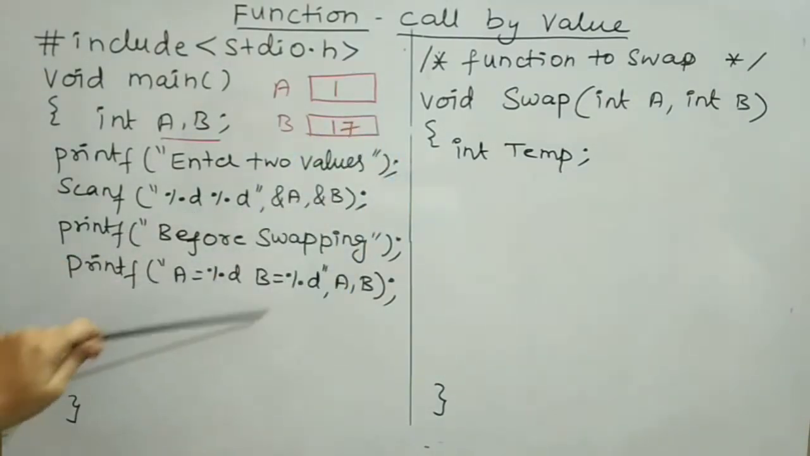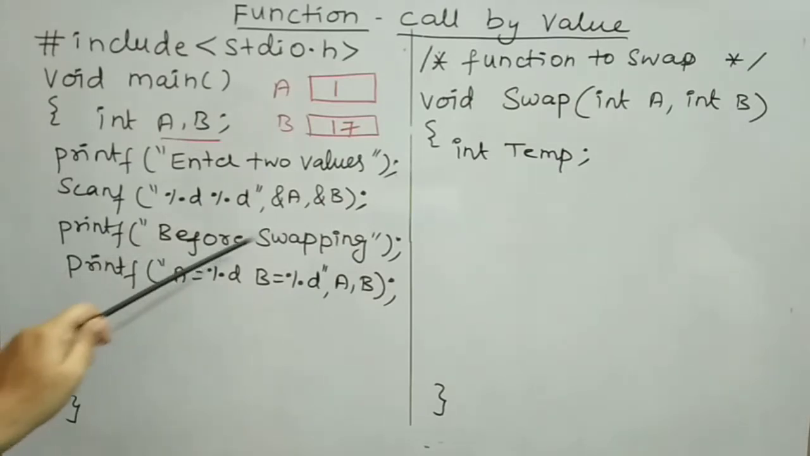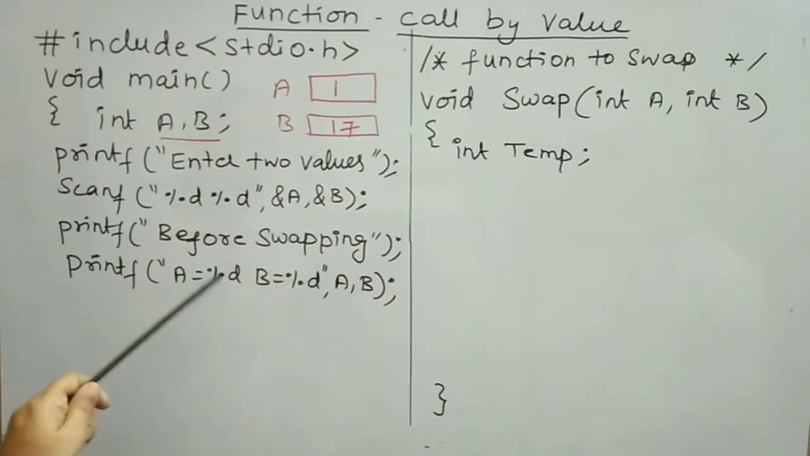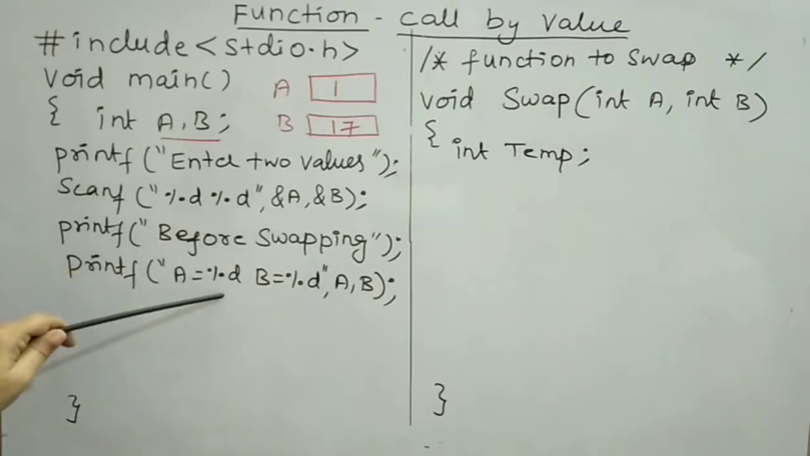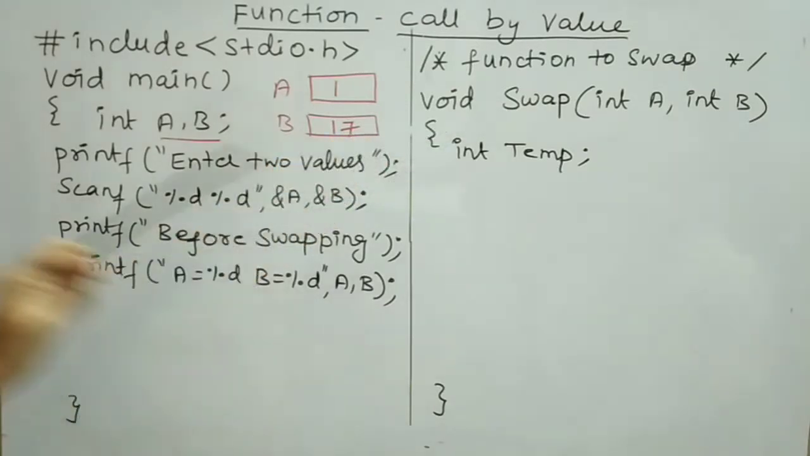And then before I call the function, I am going to print the original values of a and b, that is before interchange. So I am prompting the message before swapping, and then using this printf function I am printing the values of a and b. That is a equal to whatever be the value of a, then b is equal to the value of b, will be replaced in this control string. After printing the original values of a and b, now I need to call this function, that is swap.